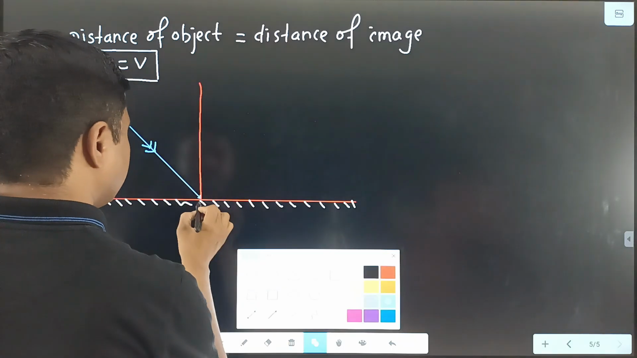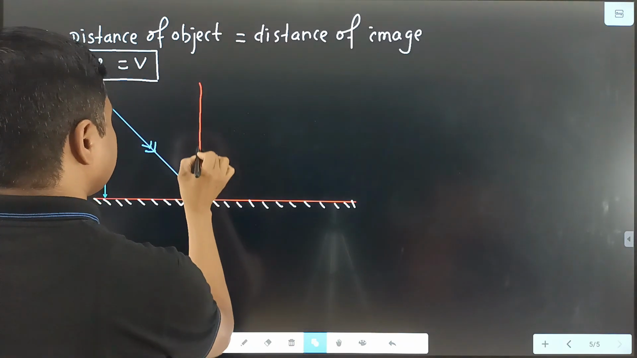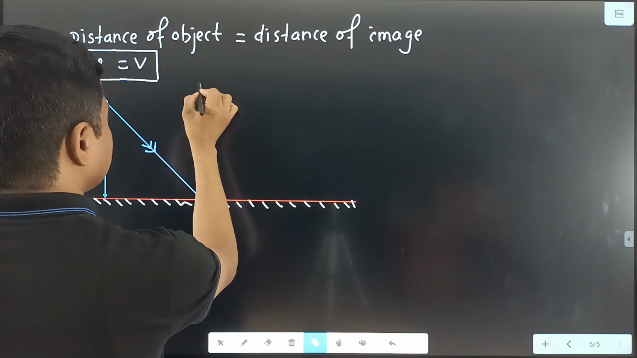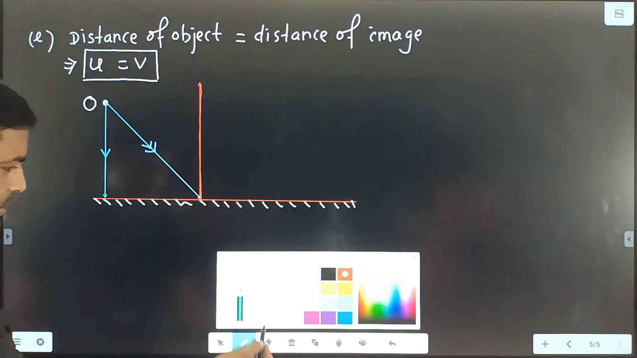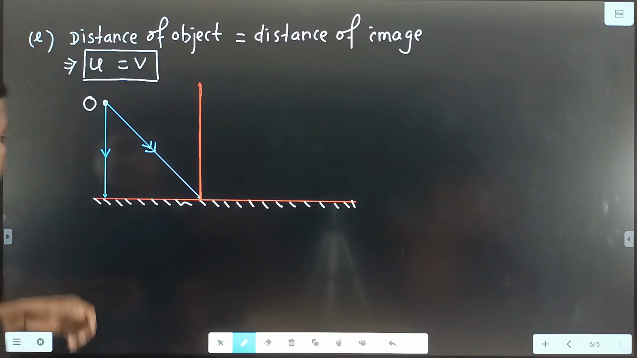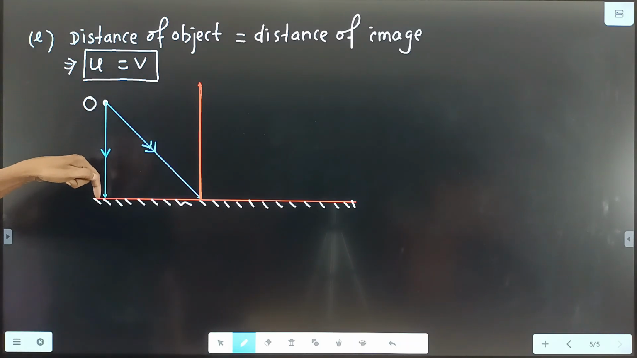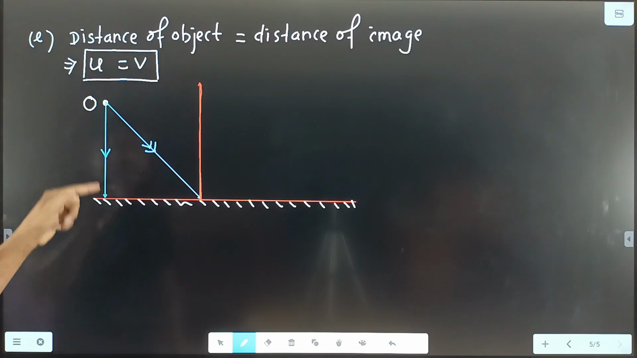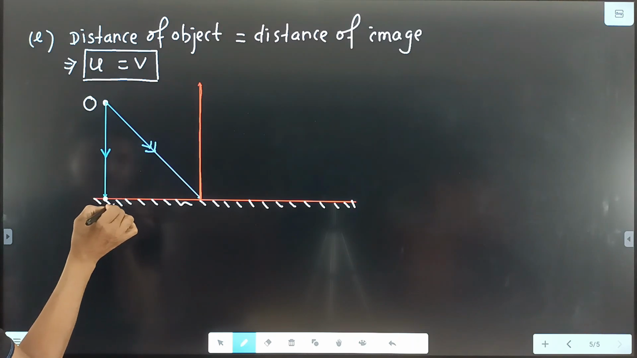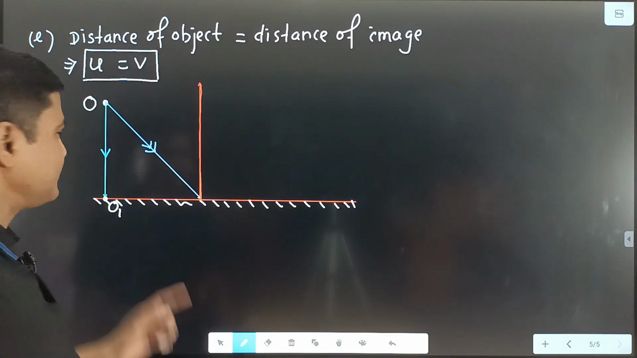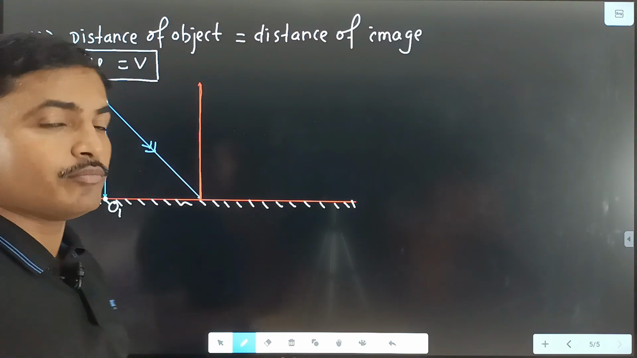This one is your normal to the surface of the plane mirror. And here in the first case, what happened? This one is the incident ray, and this one is the normal at this point. At this point means at point O1. That means normal and incident ray both are the same.